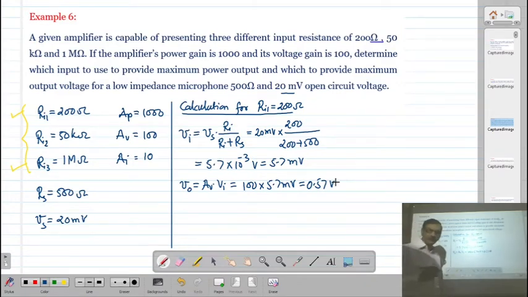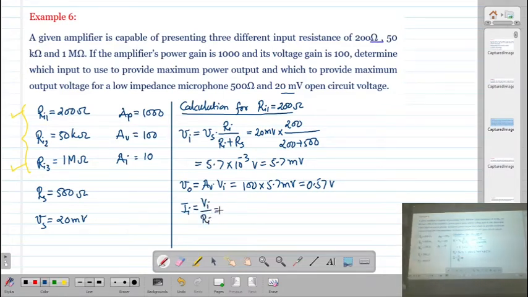Okay. Now we have to calculate the output power. So output power is what? It is the product of the output voltage and the output current. Then I have to calculate what is the output current. And for calculating the output current, I have to calculate what is the input current. So input current is the ratio I = V/R. So it is Vi by Ri.